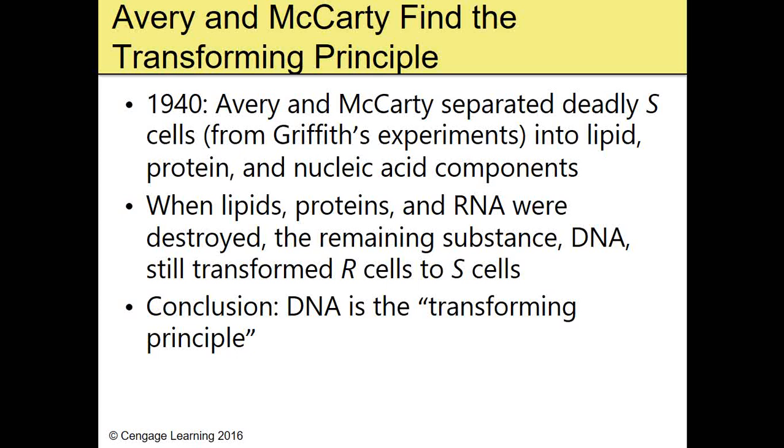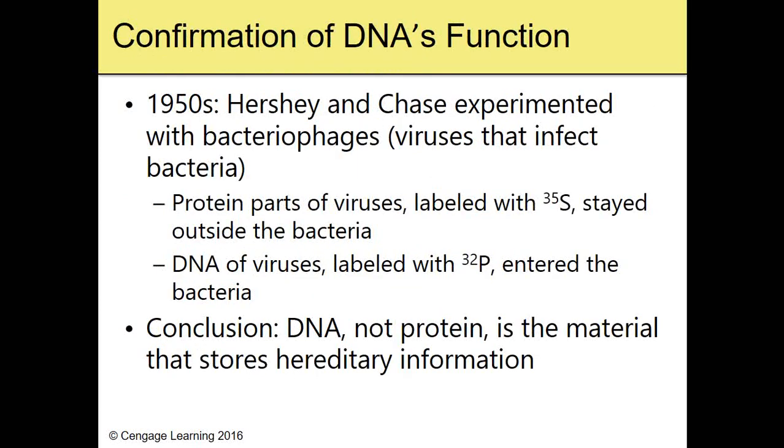So kind of building on that experiment, Avery and McCarthy separated that smooth strain into separate parts: lipid parts, protein parts, and then the nucleic acid or the DNA components. And then they took those and put them also into mice, and they found that the DNA was what was called the transforming principle, or what was actually being used by the bacteria to grow into the virulent strain.